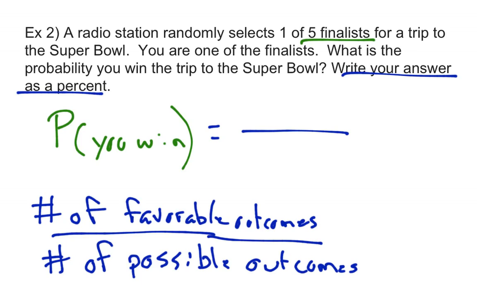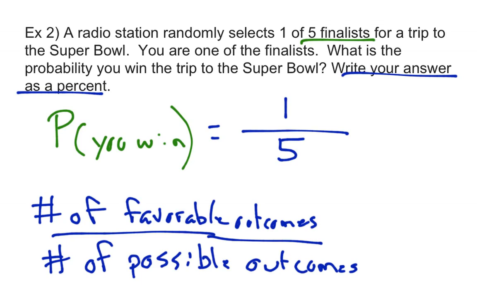Okay, you're back. So again, number of possible outcomes. Well, there are 5 different finalists. Any one of the finalists can win. If you're one of the finalists, we're looking for the probability that you win. Well, you've got a 1 in 5 chance. Okay, so the probability is 1/5.